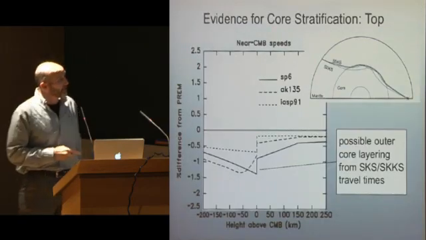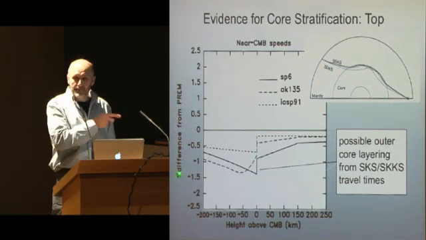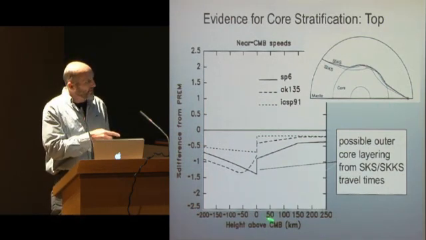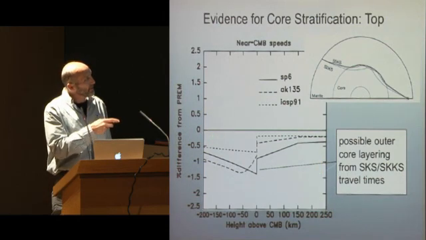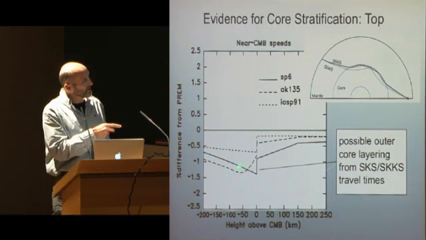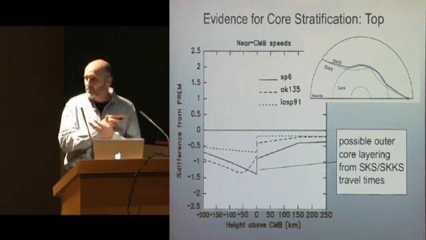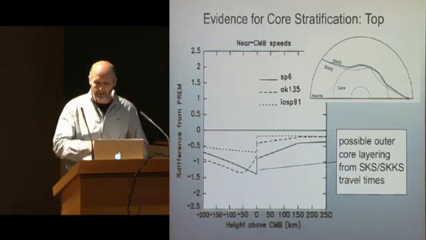So this diagram shows percent difference from PREM, okay, and height above the core mantle boundary. So this is going into the core, and that's in the mantle. There's PREM, and here are a number of other one-dimensional seismic models, and we see that there seems to be this velocity change and this velocity gradient, which is the big thing, as you go in the first couple of 100 kilometers beneath the core mantle boundary.